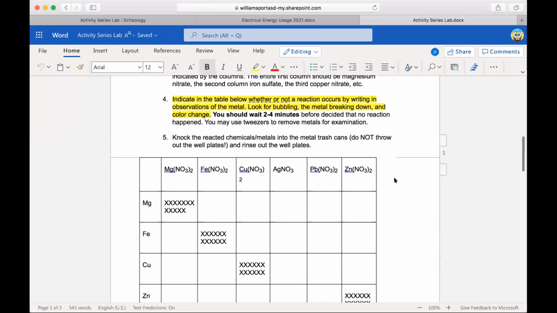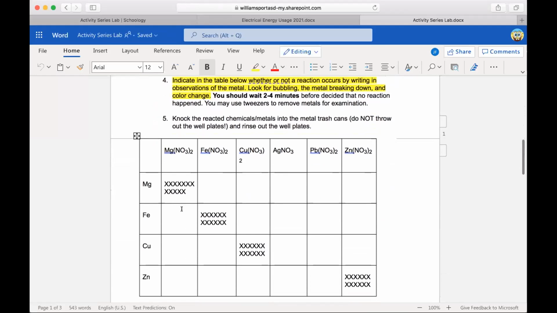And in this chart, this is the kind of chart that if you can't print this out, you just want to write it on paper, just kind of like draw this chart. Basically, we have 4 different metals: magnesium, iron, copper, and zinc. And we're going to react magnesium, iron, copper, and zinc each with these different solutions. These are different nitrate solutions: magnesium nitrate, iron nitrate, copper nitrate, silver nitrate, lead nitrate, and zinc nitrate.